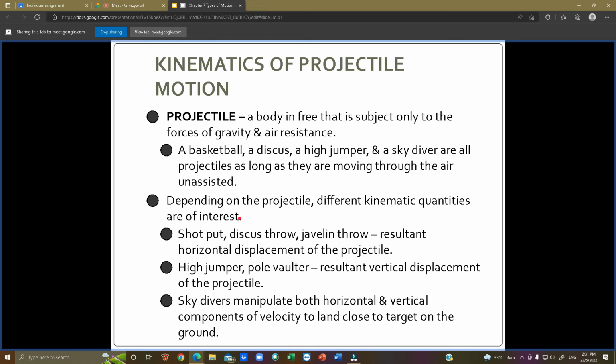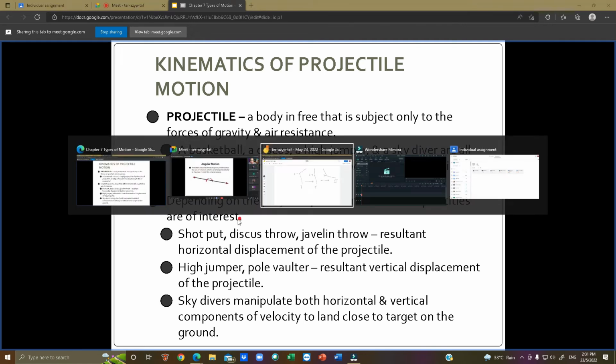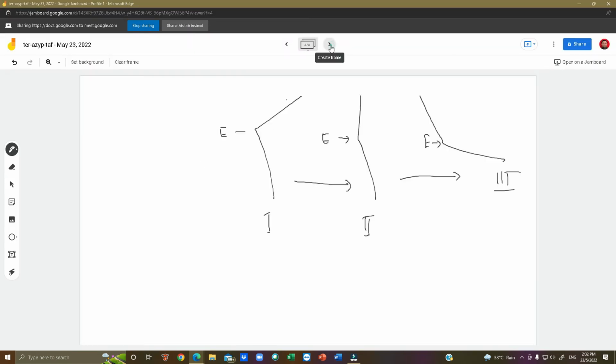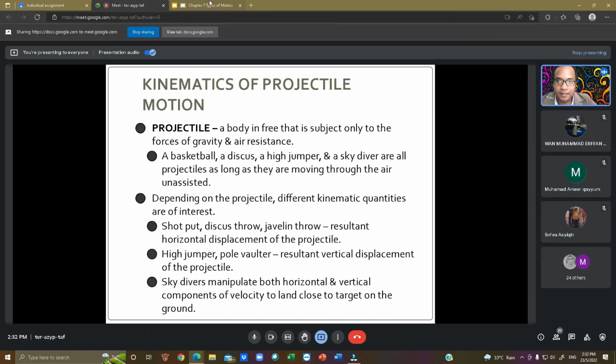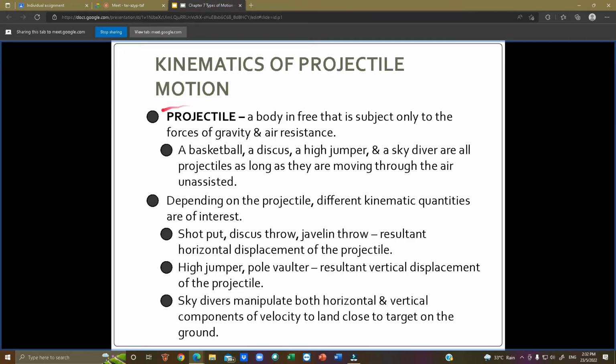Okay, sampai situ. Ada soalan? Any question? No, sir. Okay, kalau tak ada, kita sambung dengan pergerakan yang saya rasa this is the last type of movement based on these notes. Okay, it is regarding projectile.